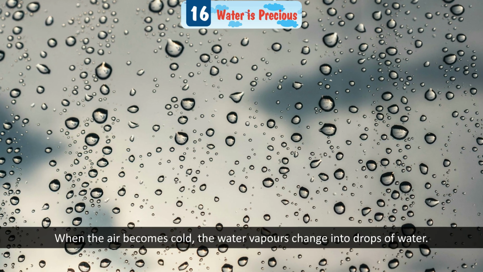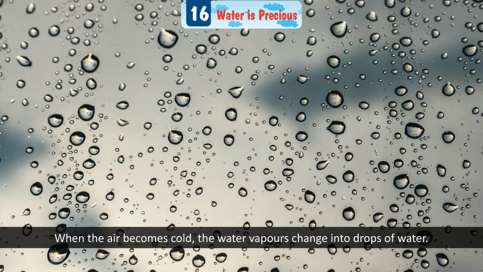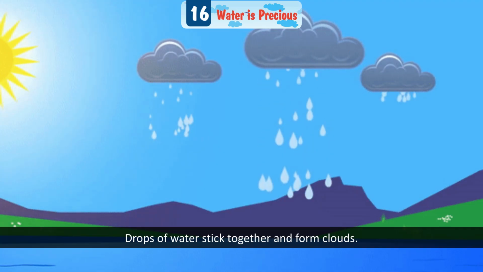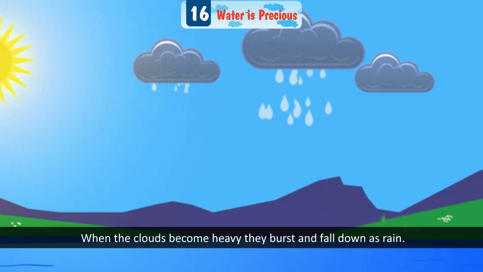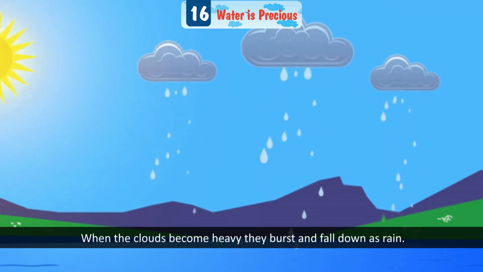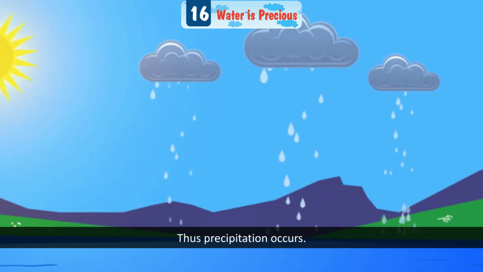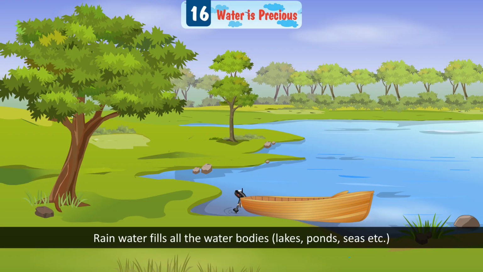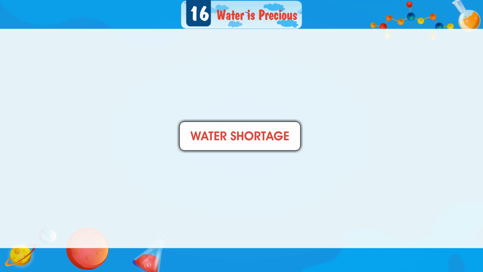When the air becomes cold, the water vapors change into drops of water. Thus, condensation takes place. Drops of water stick together and form clouds. When the clouds become heavy, they burst and fall down as rain. Thus, precipitation occurs. Rainwater fills all the water bodies, lakes, ponds, seas, etc., and this cycle continues in nature.